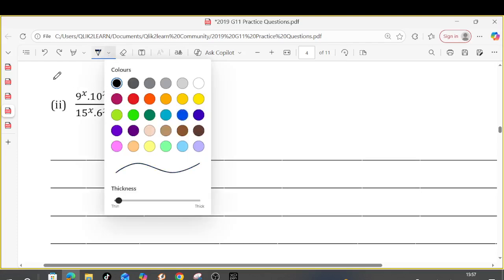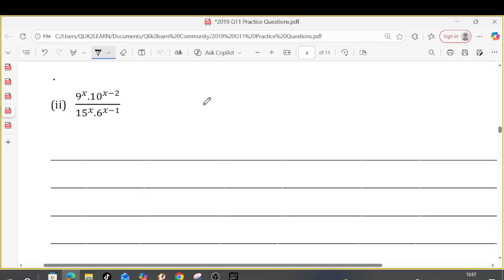Same question, but now this one we're going to do so much changing. First thing first, let's take the 9. We know that 9 is going to be 3 squared. I'm going to first change the 9. Let's write this 9 as 3 squared, and everything is to the power x, multiplied by 10. I know that the 10 I can write as 5 times 2, everything to the power x minus 2. I'm trying to reduce these numbers.